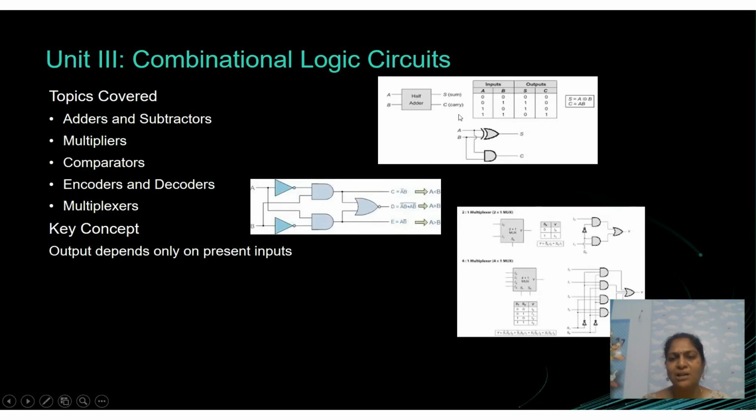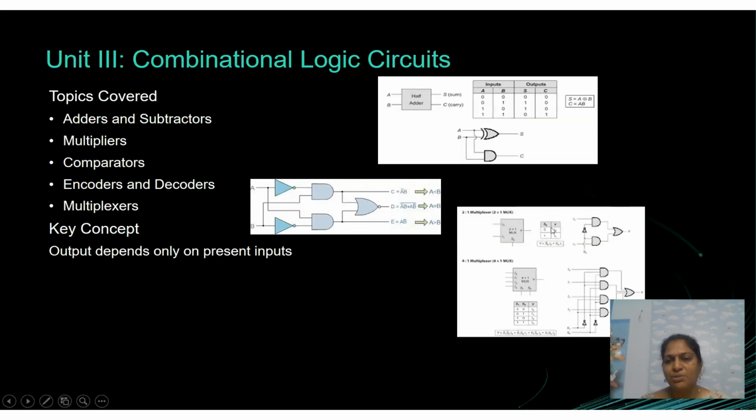Similarly, you will learn full adder, half subtractor, and full subtractor also. Coming to this figure, this is a comparator circuit. You can observe the outputs: A less than B, A equal to B, and A greater than B. Depending on the given inputs, you will get the respective output. This is the design, and this is a 2-bit comparator.